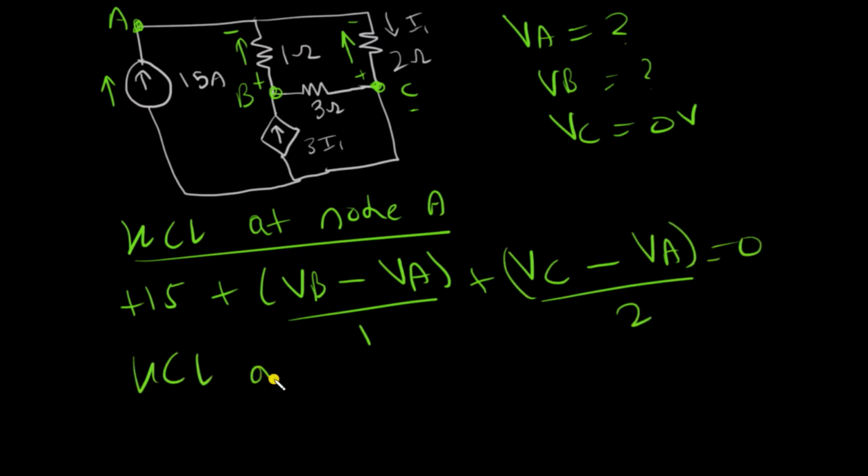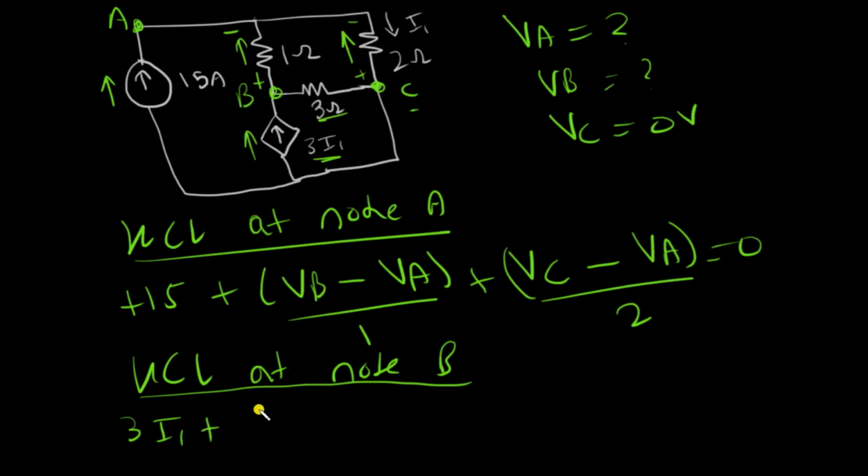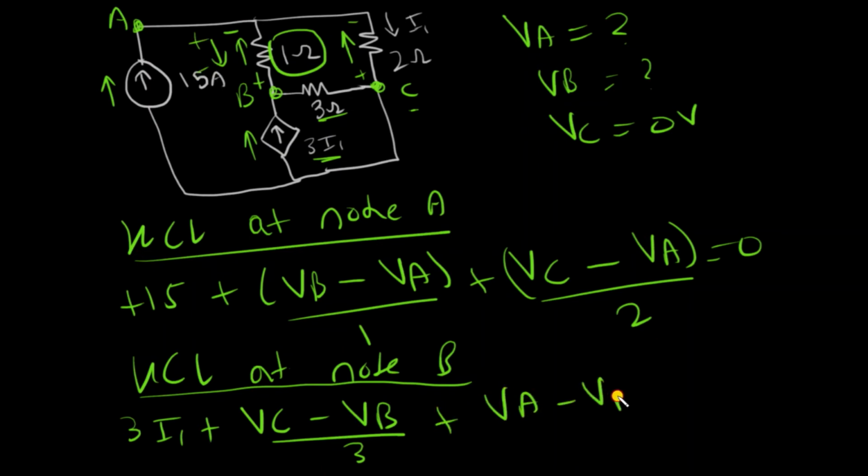We'll just write the KCL at the other node too. Don't worry about this dependent source. I'll tell you how to deal with it later. So there is this 3I1 entering, and then there is this 3 ohm branch, and we'll just assume that the current is coming from the other node, that is VC minus VB divided by 3. And then there is this 1 ohm branch, and this time we'll assume that the current is coming here, so this will be positive, this will be negative. So plus VA minus VB divided by 1, and that's equal to 0.